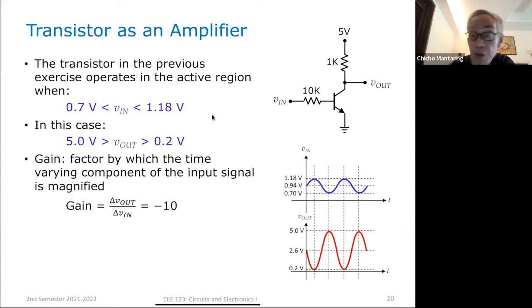So if we take a look, ano yung gain dito? Notice your input, tignan lang natin yung peak-to-peak value. The highest voltage is 1.18, the lowest voltage is 0.7. So what is that? 1.18 minus 0.7. Magkamali ako. Sorry, that's 0.48 volts. So ang peak-to-peak value nito is 0.48 volts. Pag tinignan mo yung peak-to-peak value ng output, 5 minus 0.2, the peak-to-peak value is 4.8 volts.